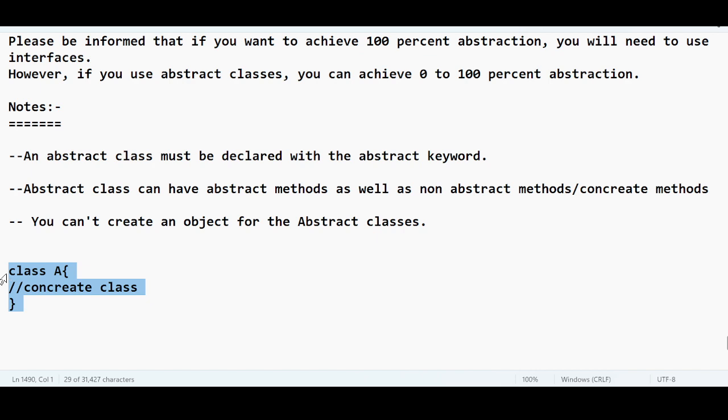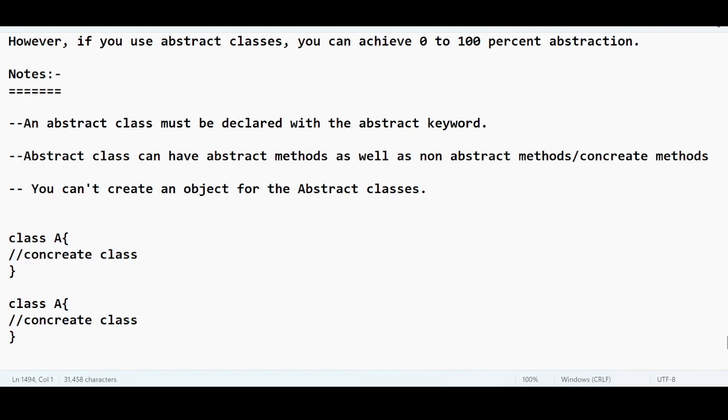The moment you use the abstract keyword, the class is no more a concrete class. It becomes an abstract class. Just because of using the abstract keyword, the entire class has become an abstract class. There is a big purpose for using an abstract class, and that purpose we are going to discuss today.